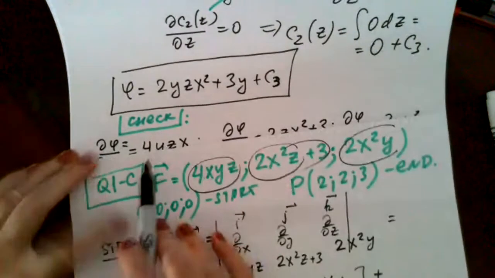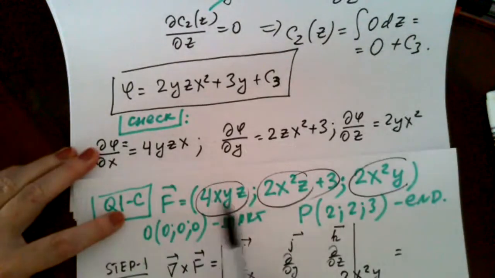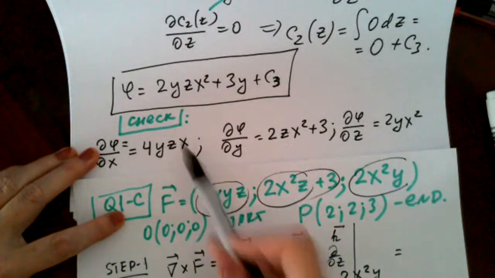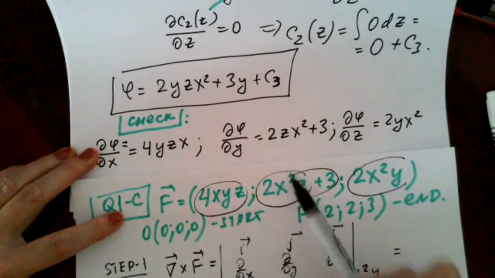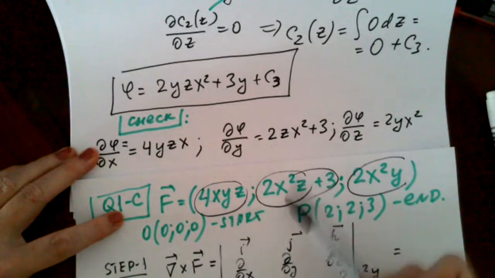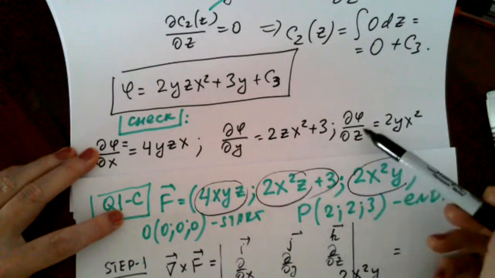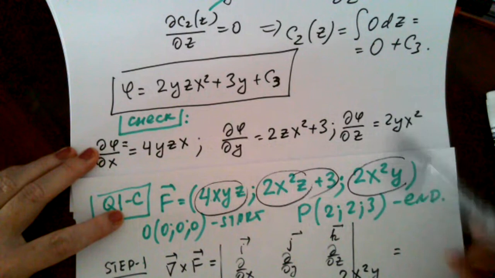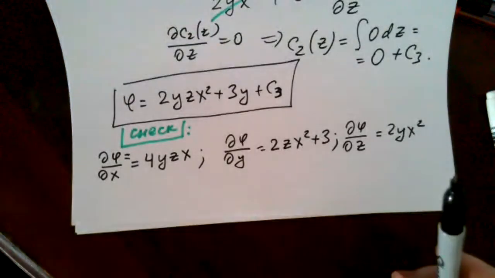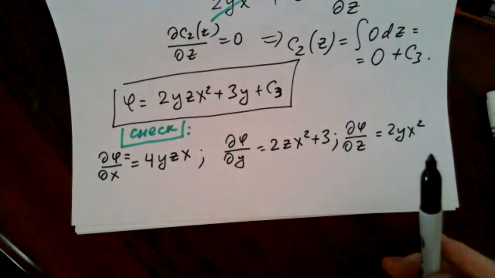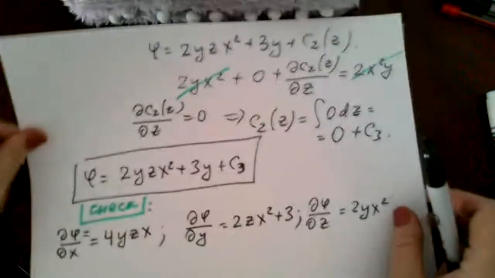Look at this. So d phi over dx should be equal to P. Yeah, they are equal to each other. Nice. The second derivative, d phi over dy, should be equal to Q. Look at this. They are the same. And finally, comparing the last components, they're the same as well. It means that our result is absolutely correct. It's 100% correct, I would say. So that is why we can proceed further.